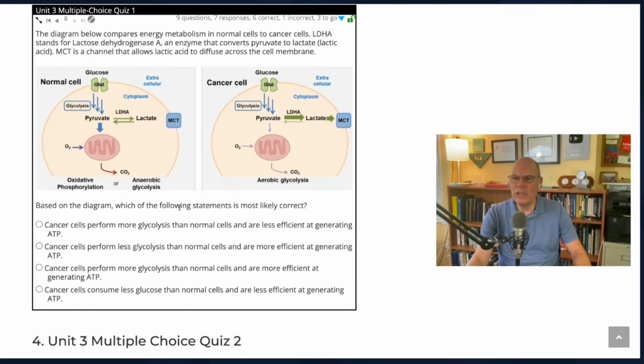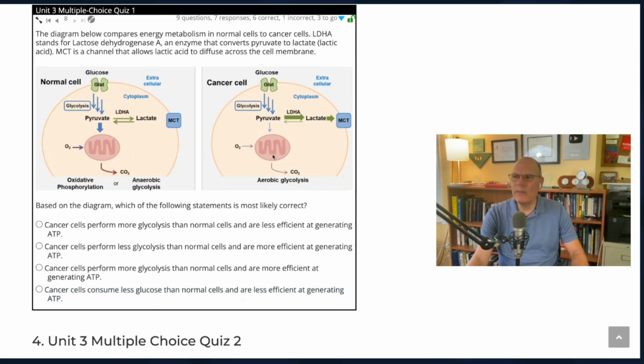Based on the diagram, which of the statements is most likely correct? First choice, cancer cells perform more glycolysis than normal cells and are less efficient at generating ATP. B, or the second choice, cancer cells perform less glycolysis than normal cells and are more efficient at generating ATP. Third choice, cancer cells perform more glycolysis than normal cells and are more efficient at generating ATP. And the fourth choice, cancer cells consume less glucose than normal cells and are less efficient at generating ATP.